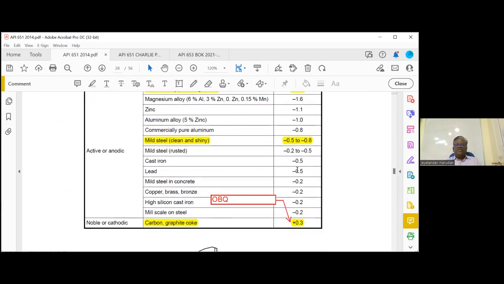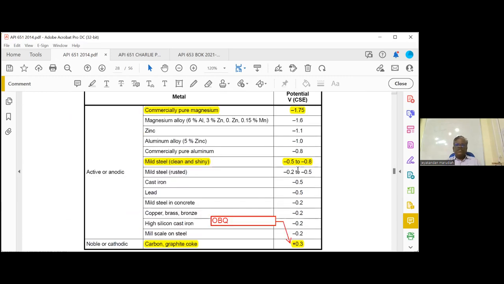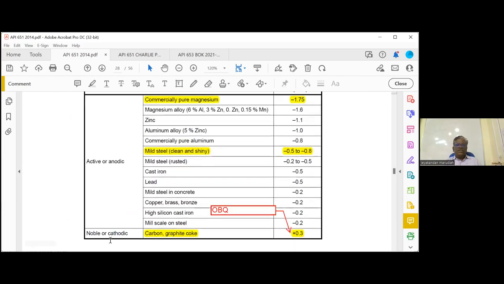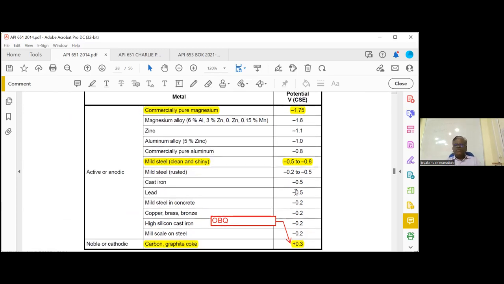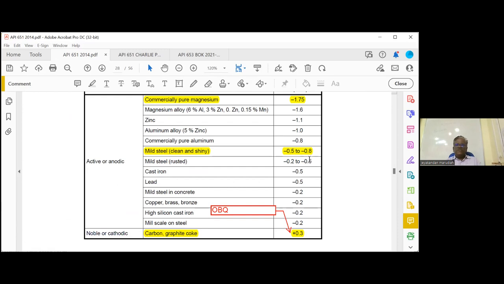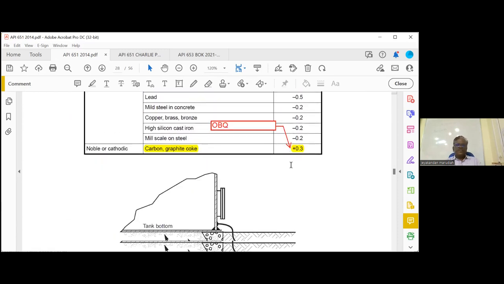Now this is the table, partial galvanic series. You can see what is the voltage of noble here. Carbon is plus 0.3. This is open book question. They asked in one exam. Mild steel minus 0.5 to 0.8. Pure aluminum, magnesium will have minus 1.7. Minus, not negative potential. Here will be plus. The sacrificial galvanic both are same.